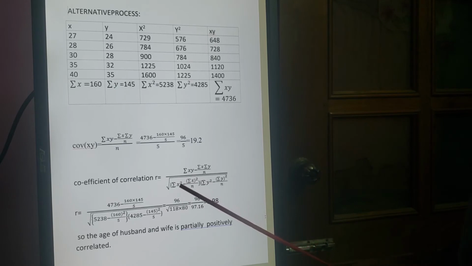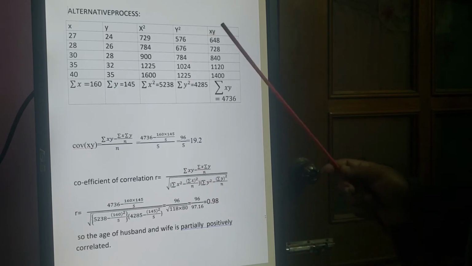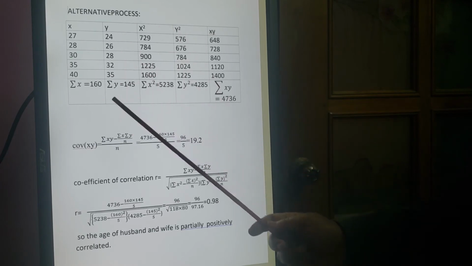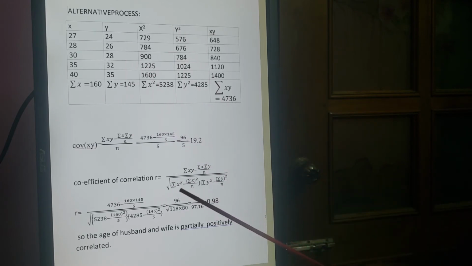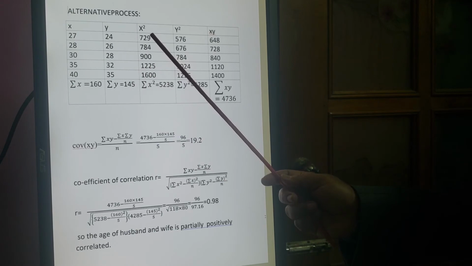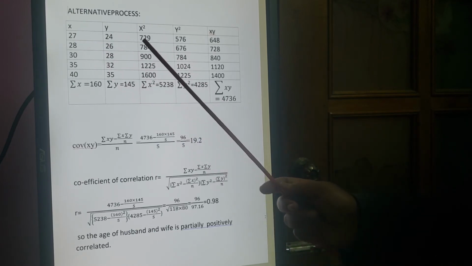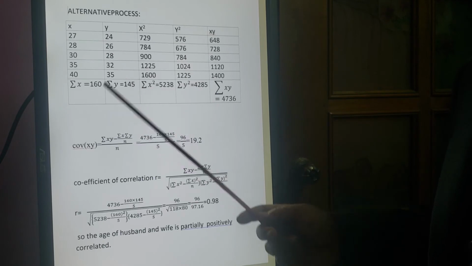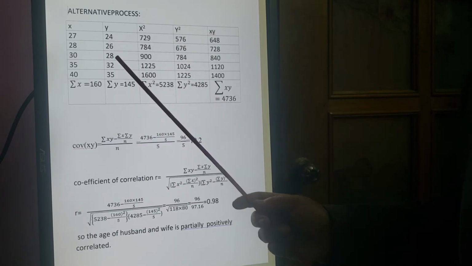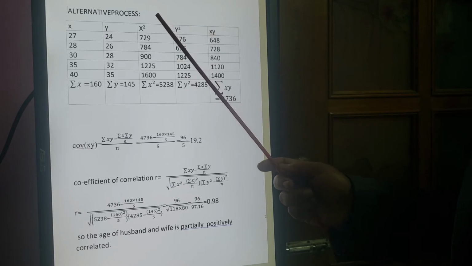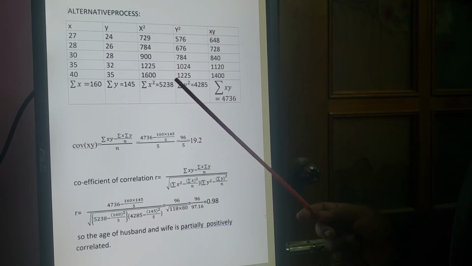So I need here summation xy, which is given already. I found summation xy. Summation x is found. Summation y is found. Now summation x square is not found. So summation x square is the square of the value of x: 27 into 27, 729. In your calculator, you just find out the square. 28 square this, 30 square this, okay, x square. Now y square. Y square is 24 square this one, 26 square this, 28 square 784, 32 square 1024, 35 square 1225. So if I add all these x square, then we will get the summation of x square.